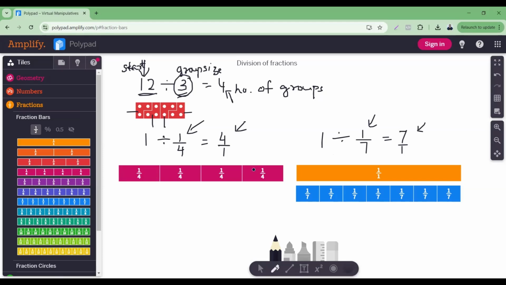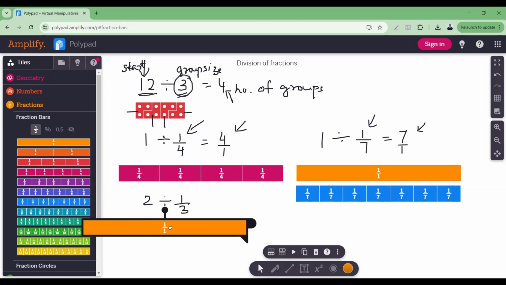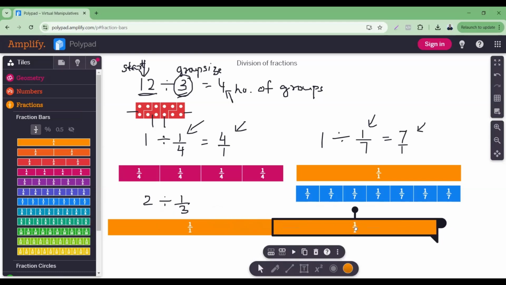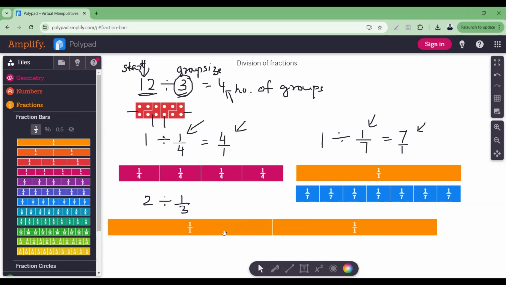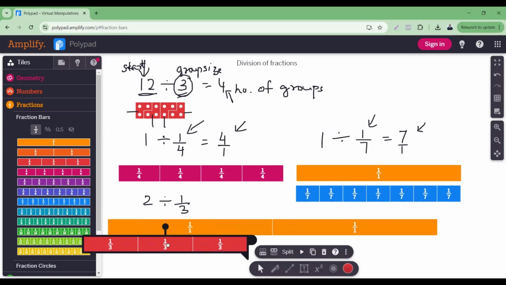Let's try a different kind of division. Instead of using 1, let's use 2. 2 divided by 1/3. Let's try this and see. 2 means I would need 2 wholes. So I will take 2 wholes. And now I'll have to see how many 1/3s I might require.